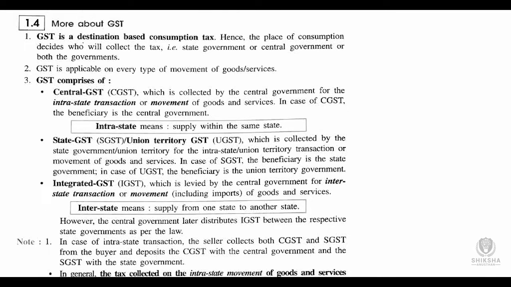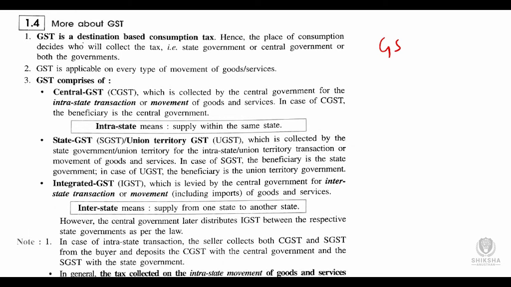Knowing more about GST, it is a destination-based consumption tax. Hence, the place of consumption decides who will collect the tax: the state government, the central government, or both. As we all know, if it is between two states, then the central government initiates it and it will be IGST. If it is within a state, then the central government and the state government both will have some parts.